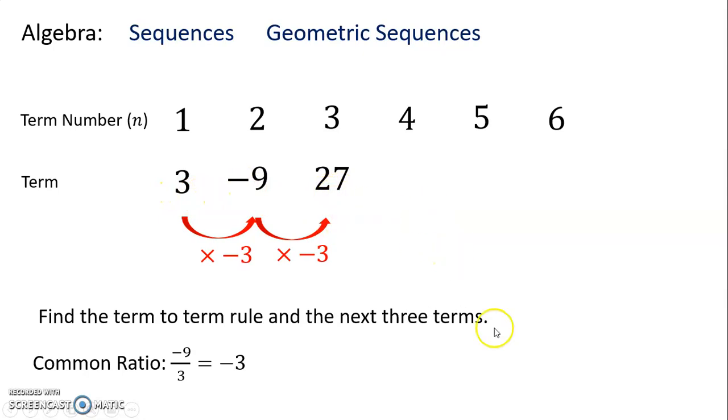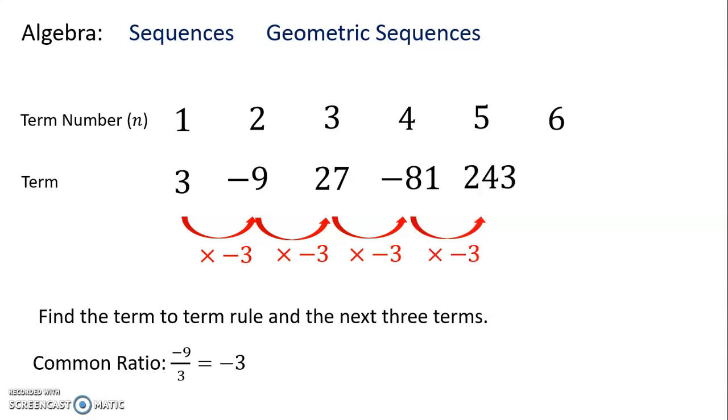So the next one, 27 multiplied by -3 gives me -81. And then -81 multiplied by -3 gives me positive 243. And then again for the final term, -729.